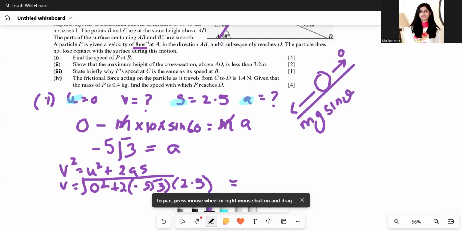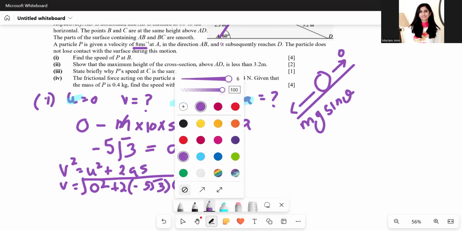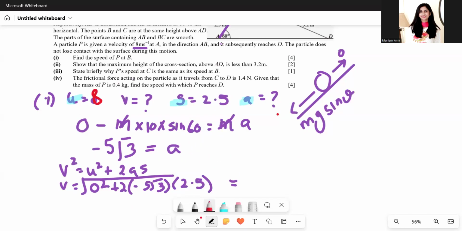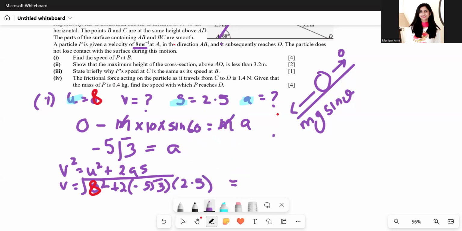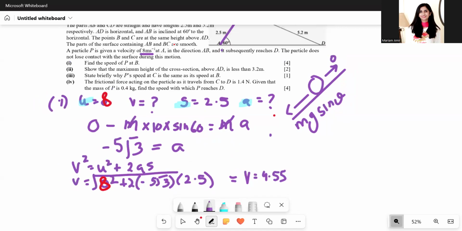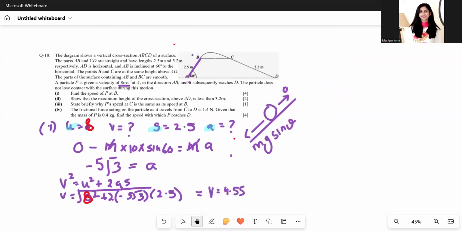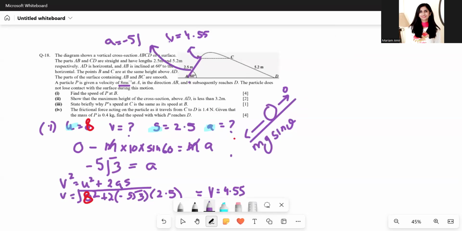Oh, I've made a mistake. The initial speed is 8, not 0. Sorry, not 0. That's a big mistake. This is 8. Okay, so this would be 8, which gives us v equals 4.55. So we know the speed here is 4.55. And also the acceleration here is minus 5 under root 3.